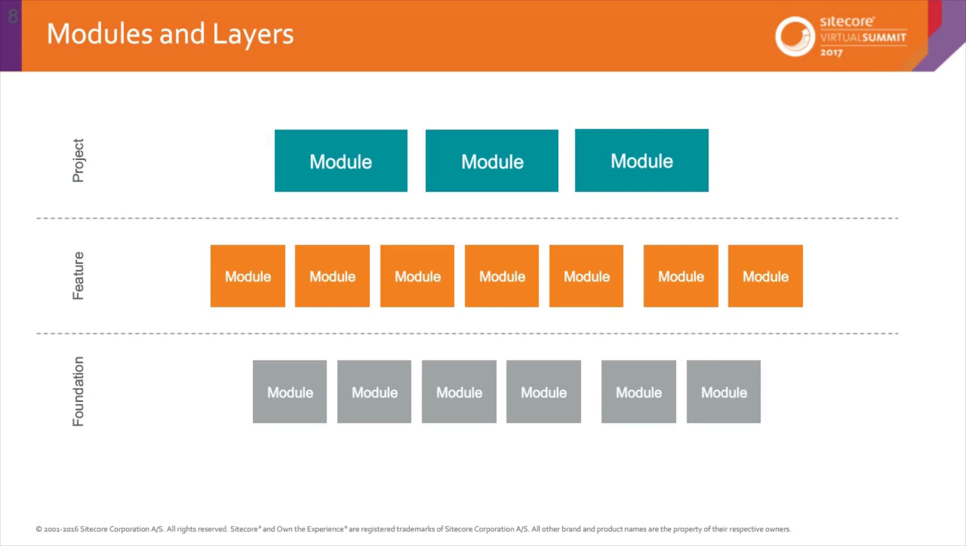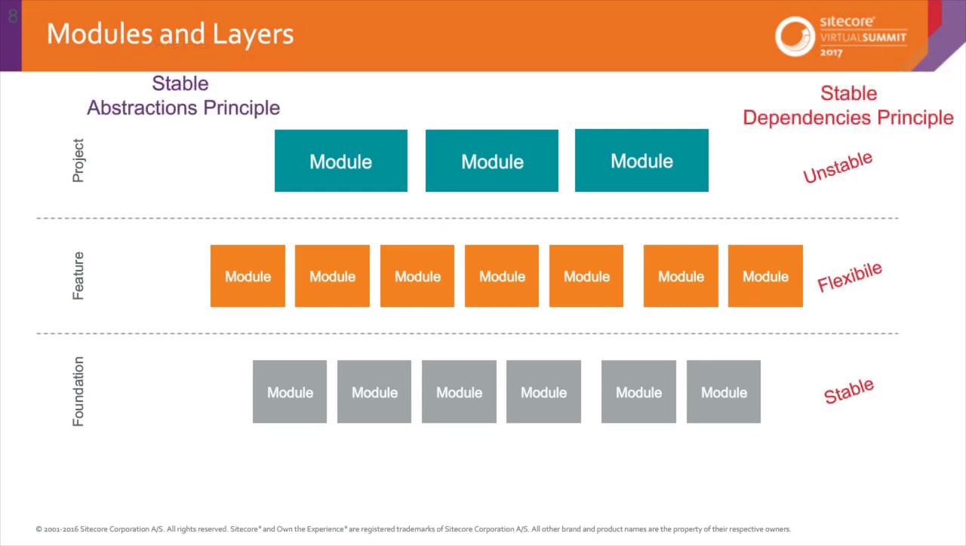So the coupling of modules, how they depend on one another, should follow the stable dependencies principle. The stable dependencies principle, as defined by Uncle Bob, or Robert C. Martin, tells you only depend in the direction of stability. So, yeah, we have the foundation layer as the most stable, the feature layer, I like to call it flexible, and the project layer as the least stable, most unstable layer in the layer convention.